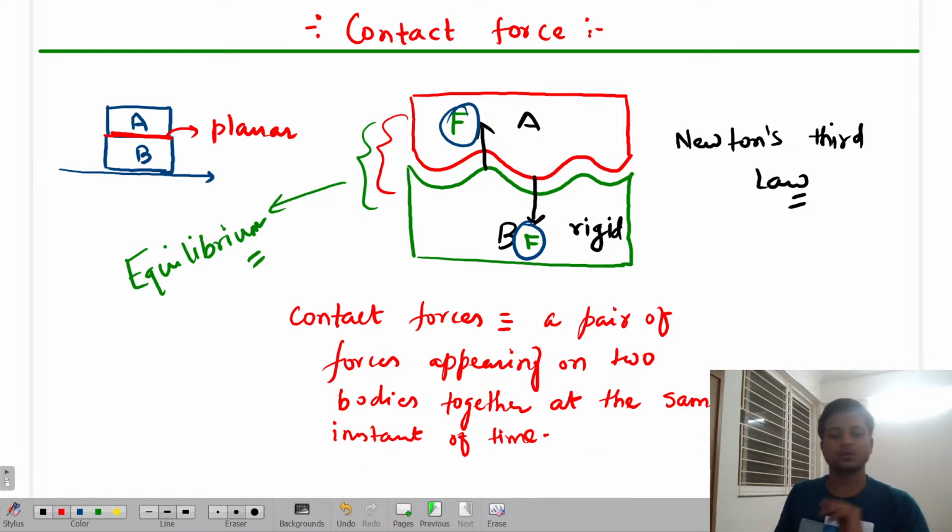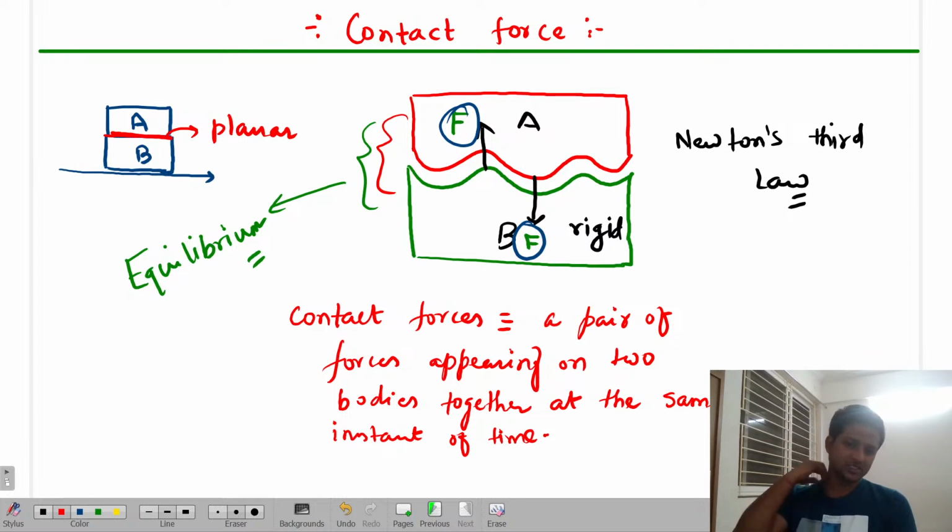Are you able to get me or not? Is this clear or not? So now the question arises: does this contact force have many more types, or what is going to happen? Are you able to get me or not?